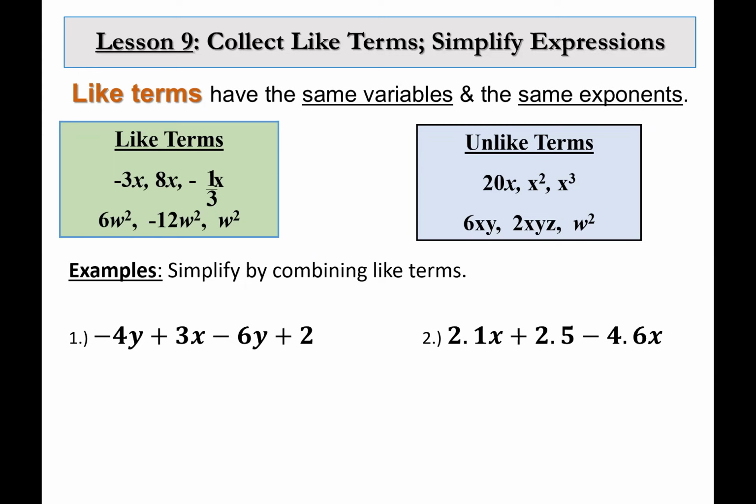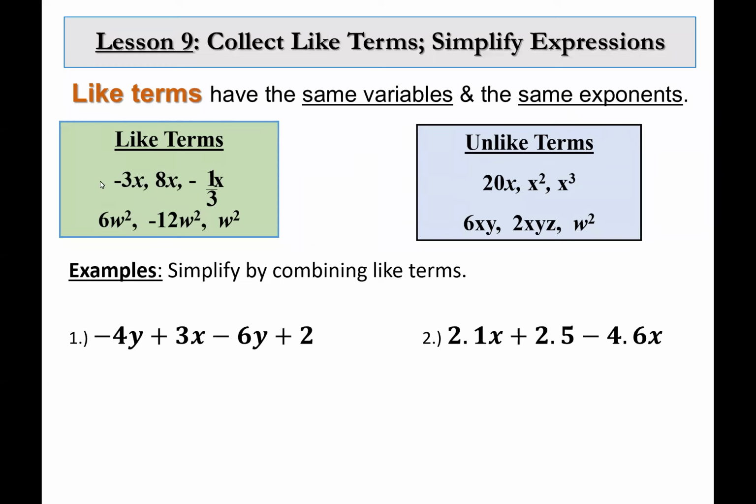All right, so what are like terms? The word like in this case just means alike, meaning similar, like they go together. So here's one sentence to understand like terms. Like terms have the same variables and the same exponents. So in this green box over here, here are some examples of like terms.